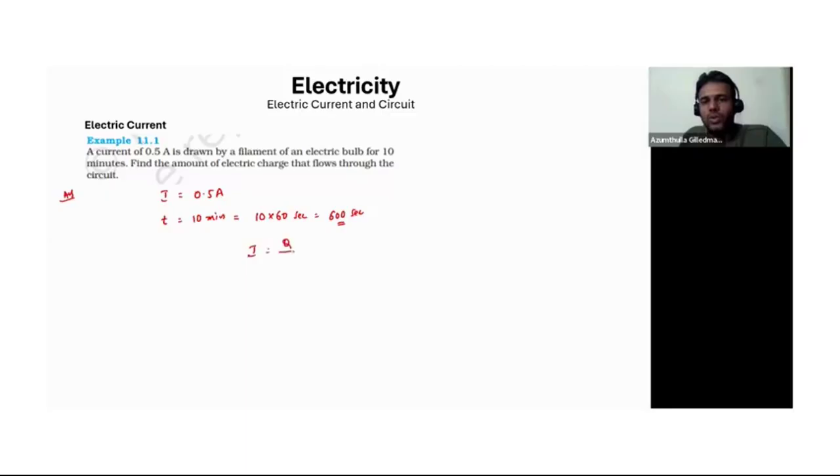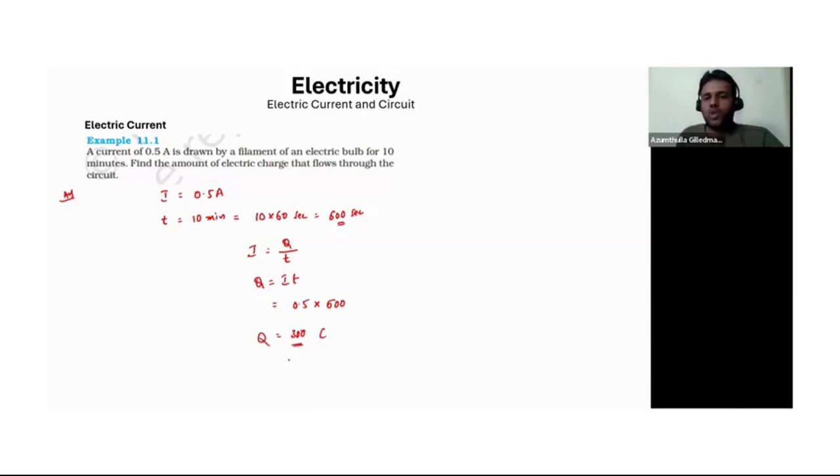So what is I? I equal to the rate of flow of electric charge. Now I equal to Q by T, so Q I can write as I into T. Now I need to find what is the amount of electric charge that is flowing through this circuit. So I know current and I know the time, how much time that electric current is passing through that circuit. So what is I? I is 0.5 into time is 600 seconds. So that means this is 6 into 5, 300. 300 coulombs, I can say.